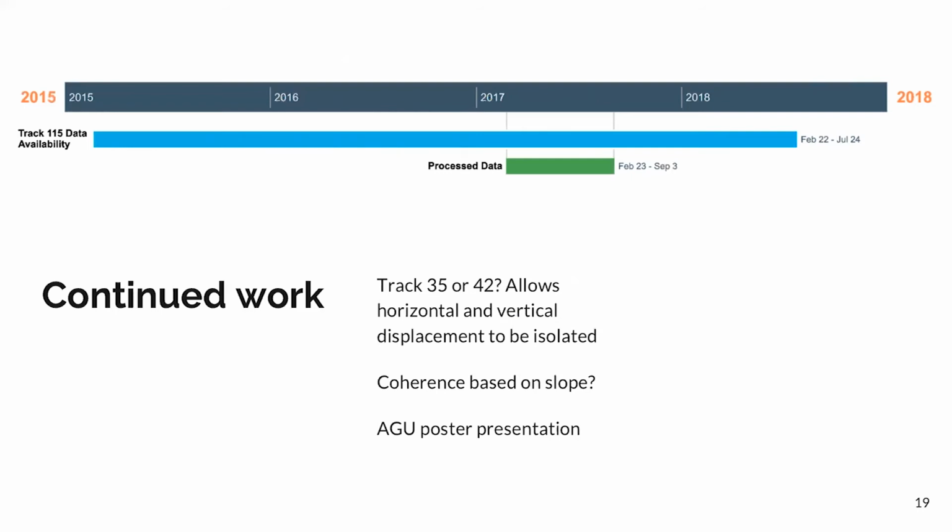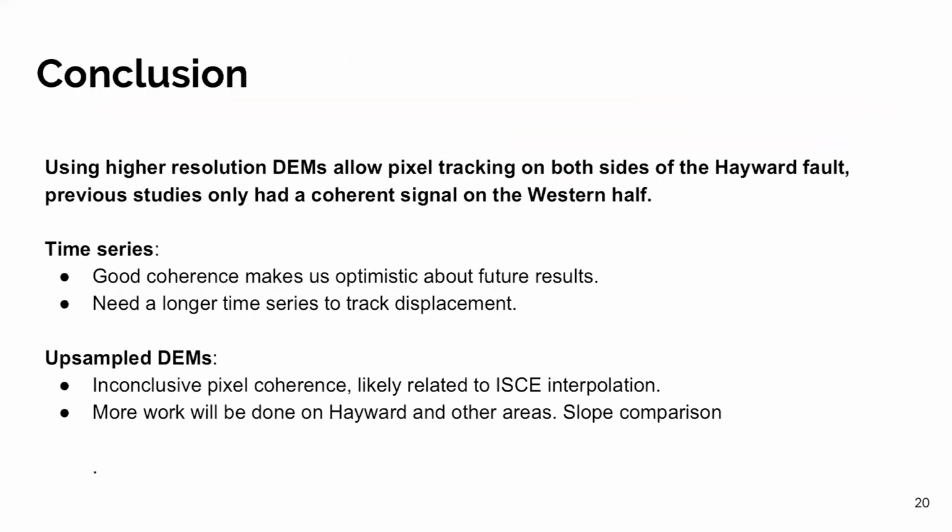Finally, an updated version of this presentation will be appearing at AGU, so come find me. In conclusion, using a higher resolution DEM allows better tracking on both sides of the fault, while a lot of previous studies only had a coherent signal on the western half.